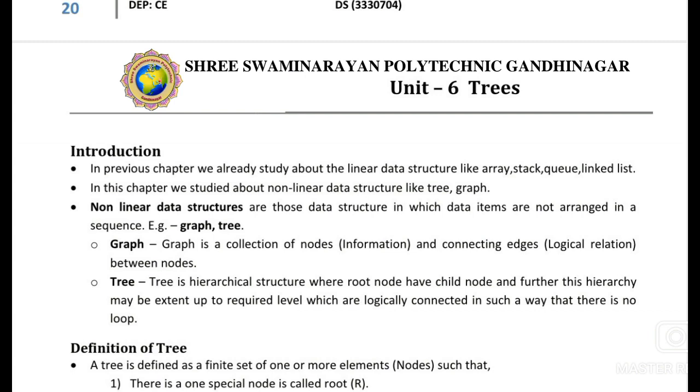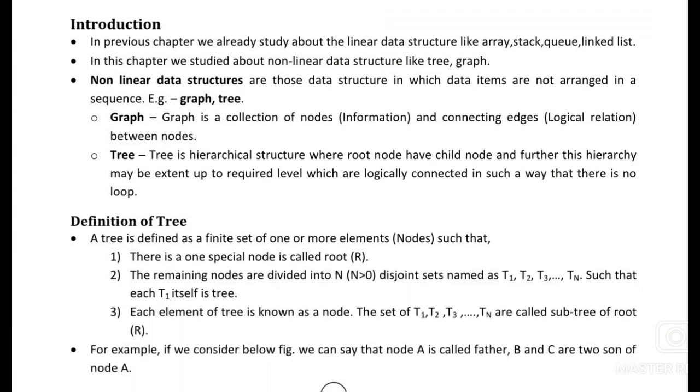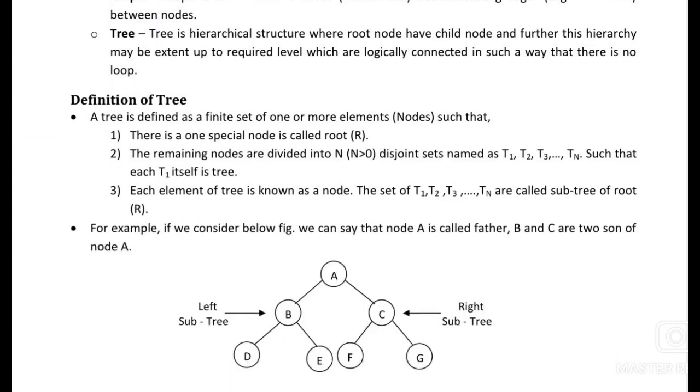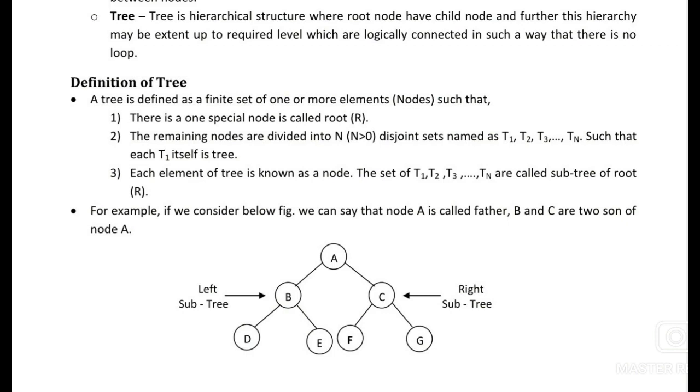Here one, the graph is a collection of nodes and connecting edges between the nodes, and tree is a hierarchical structure where the root node has child nodes. Further, this hierarchy may be extended up to the required level, which are logically connected in such a way that there is no loop. Then here is the definition of tree. For example, this one tree. This is a left subtree, right subtree, and A is considered as a root node.